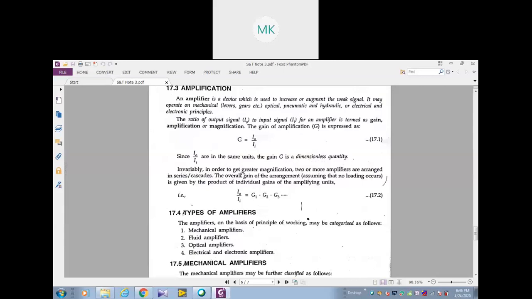Invariably, in order to get greater magnifications or amplifications, if one stage of amplification is not enough, we use a series of amplifiers, that is, cascaded amplifiers. In such cases, the total gain is equal to the product of the individual gains of the amplifying units: G1 into G2 into G3 up to Gn.